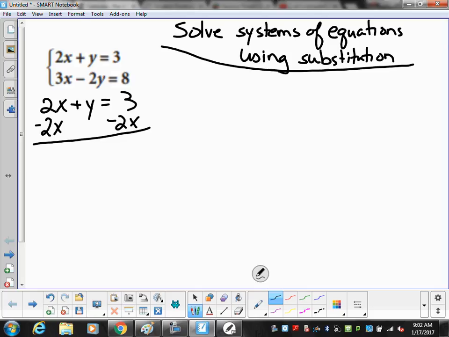So back on that, we're trying to find the variable that's the easiest to solve for, which is the y in the first equation. And then to get it by itself, I start out by subtracting 2x from both sides.